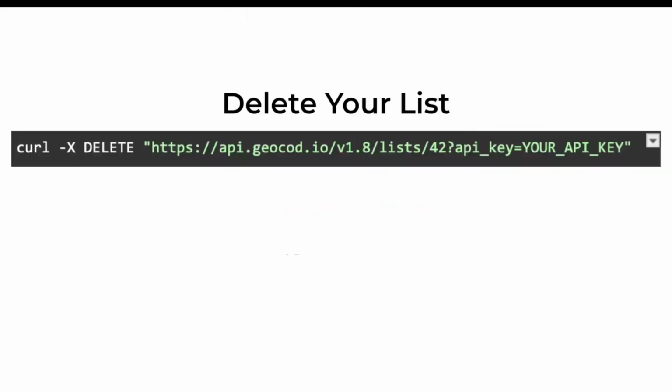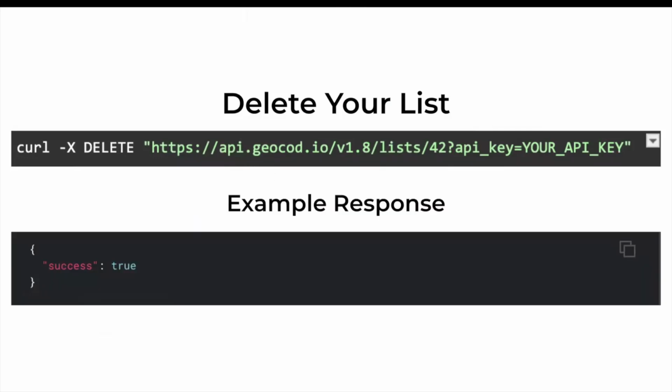Finally, you can delete spreadsheet lists to clean up your account. This command permanently deletes the list and all its data. You can even use this to cancel a job that's currently processing. Handy if you realize you made a mistake in your format string.